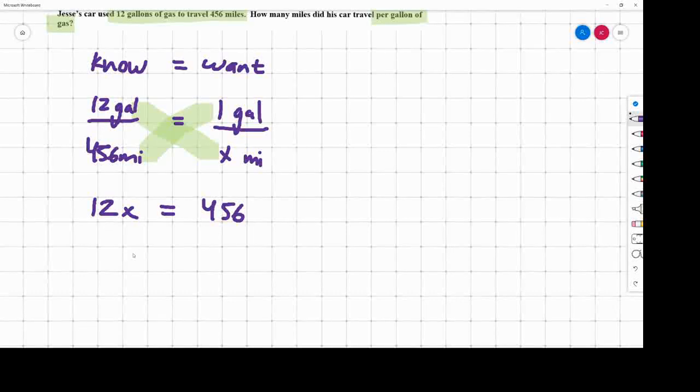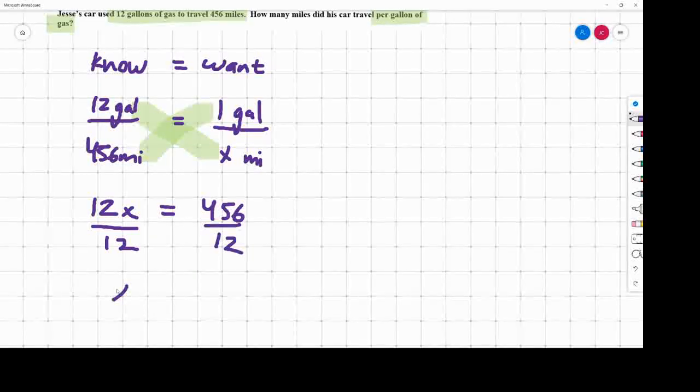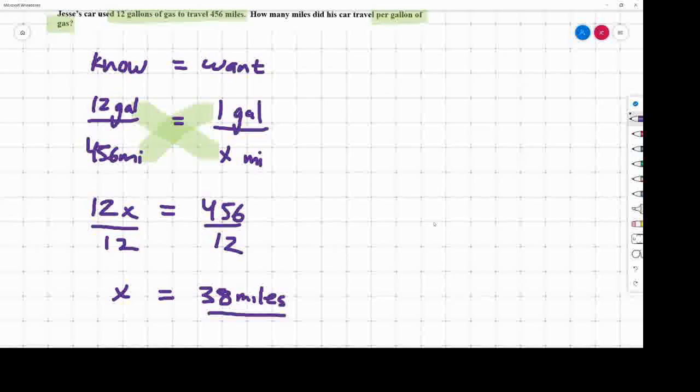Now we have a one-step equation. We're going to divide by 12 on both sides, and X is going to equal 38 miles. So for every 1 gallon of gas, Jesse is able to travel 38 miles.